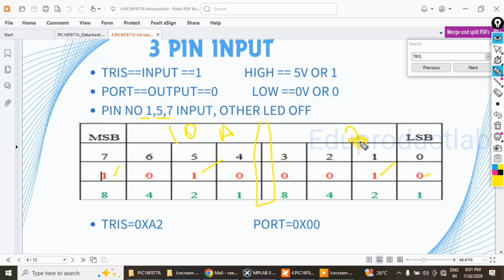Here it is only 2. So you can write it on this port as 0xA2. First you write it on the MSB, not the LSB.